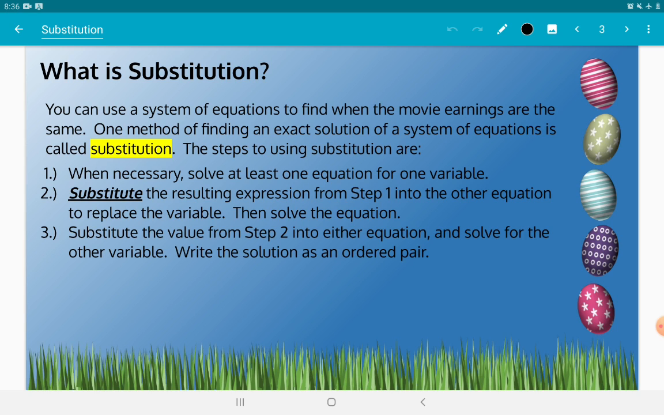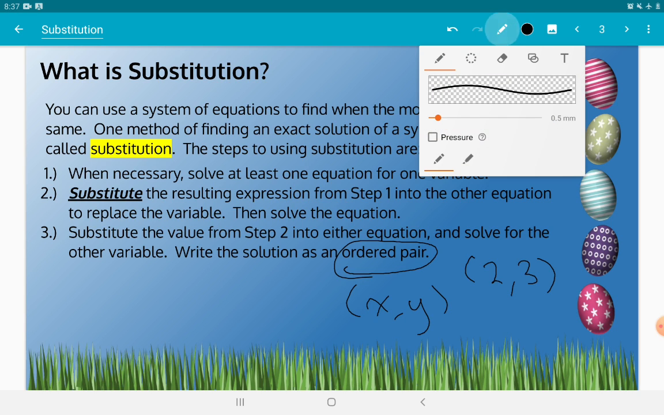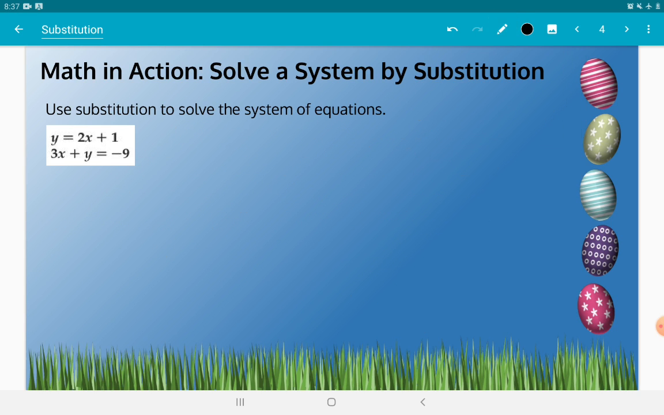This seems a little bit confusing without a true example yet, but the long and short of it is your goal is to isolate one variable, substitute it into an equation, and hopefully at the end your answer should always be an ordered pair. And an ordered pair is something like x, y, right? Or something like 2, 3. So x is 2, y is 3. So that's really what we're getting at. So let's look at our first example.